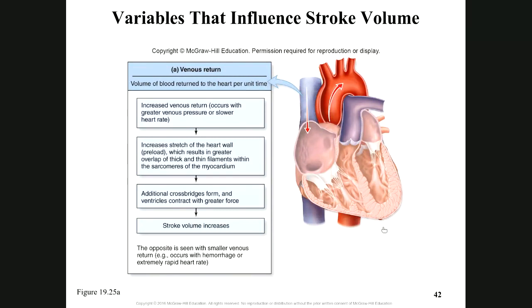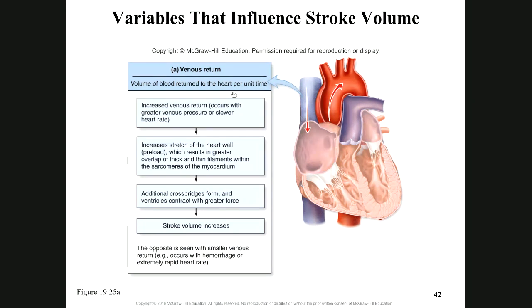And we have some factors which can affect our stroke volume. One of these factors which are very important is our venous return. One of them is inotropic agent, and the other one is the afterload. Here I want to talk about the venous return. The venous return is the volume of the blood returned to heart per unit of time.